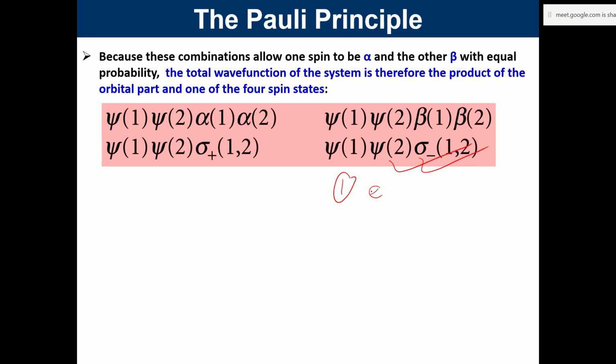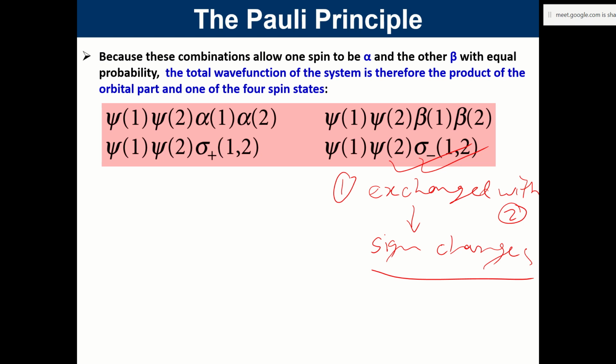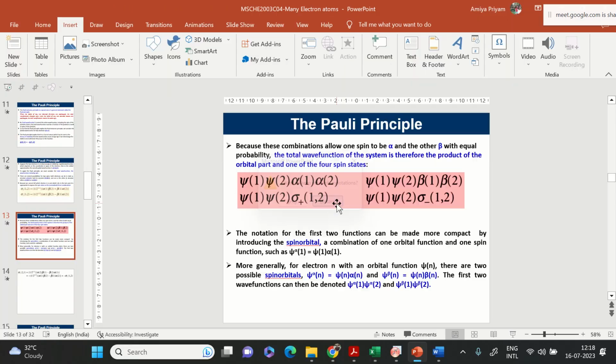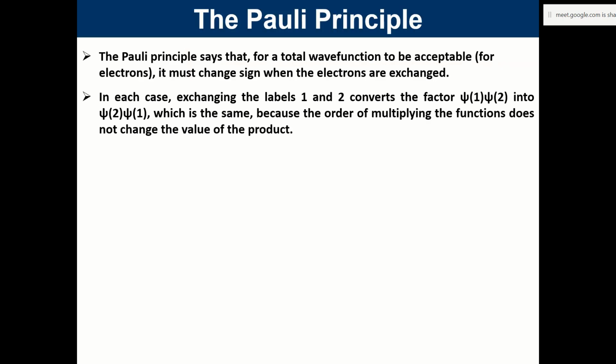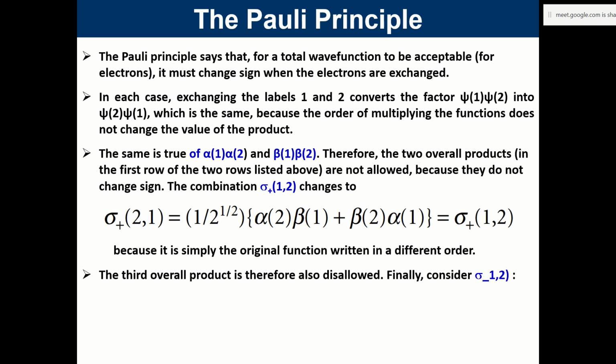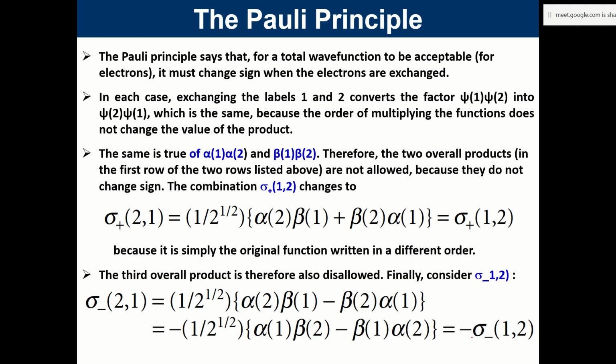One exchanged with 2, sign changes. ये हो रहा है, sign of the overall wave function is changing. So this one is correct, all others were found to be incorrect descriptions. ठीक है, so this is how we implement these things. So finally we have arrived at that this one is the correct one.